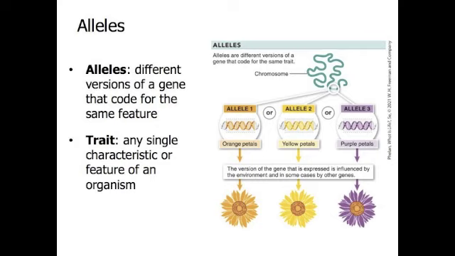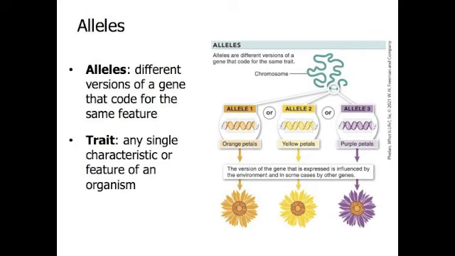These alternative versions of a gene that code for the same feature are called alleles, and they function like alternative recipes for chocolate chip cookies. Any single characteristic or feature of an organism is referred to as a trait. For example, the color of a daisy's petals is a trait. The instructions for producing this trait are found in a gene that controls petal color. This gene may have many different alleles within a population.